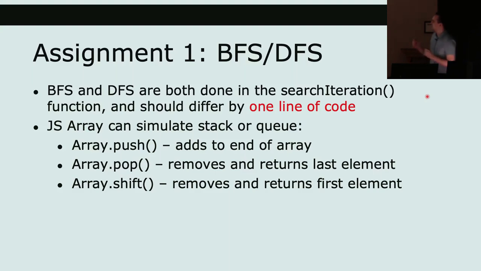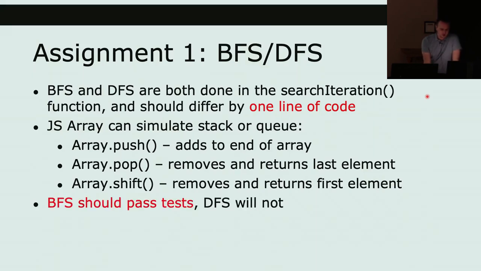Because JavaScript arrays, if you use push, you push to the end of the array, which is what you want to do in both a stack or a queue. If you want to remove from the end of the array, you use array.pop. And if you want to remove from the beginning of the array, you can use array.shift. So all you got to do is say, if it's BFS, use shift. If it's DFS, use pop. And the rest of the algorithm is identical. So it's literally one line of code that's different between BFS and DFS.